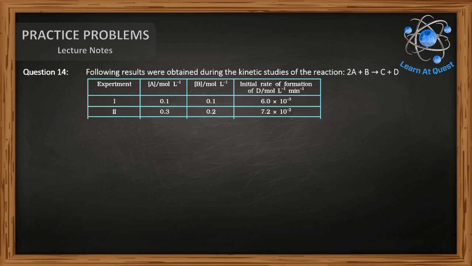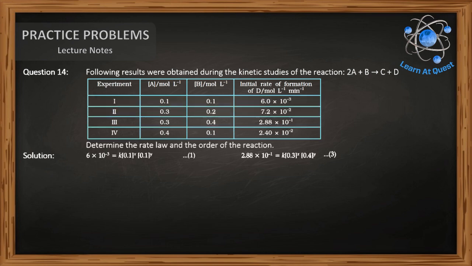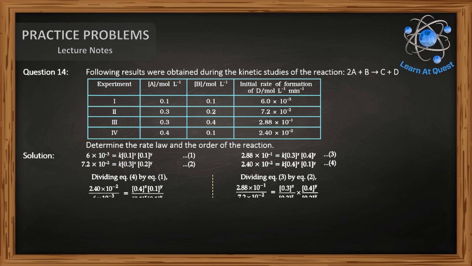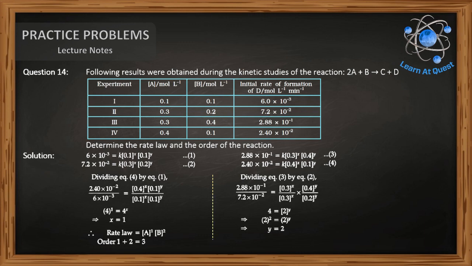Question number 14. Following results were obtained during the kinetic studies of the reaction 2A plus B forms C plus D. There's a table in which the observations of 4 experiments are given. We've been given the values of concentration of the reactants A and B and the initial rate of formation of the product D. The question is, determine the rate law and the order of the reaction.